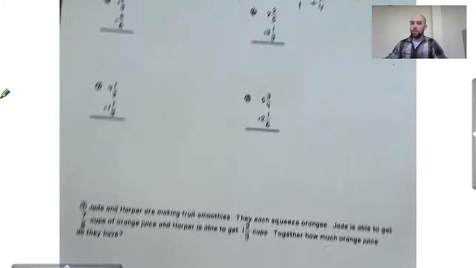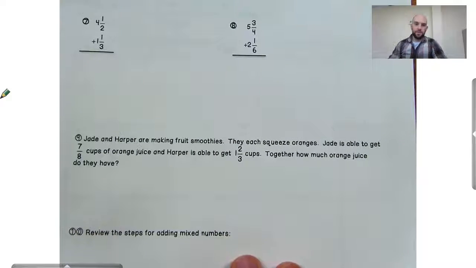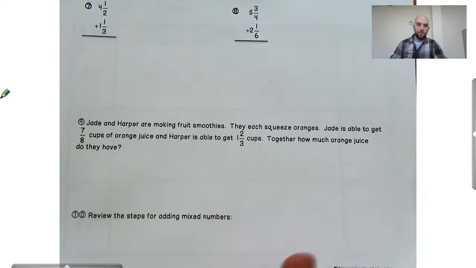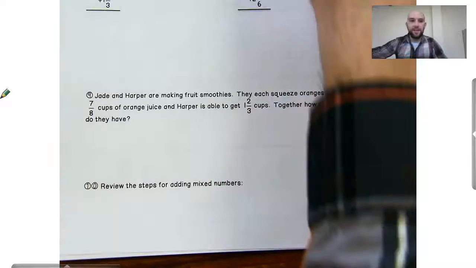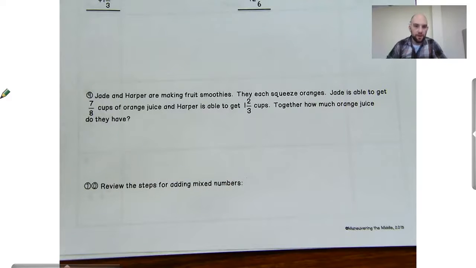Let's move on and try a word problem here. So we have Jade and Harper are making smoothies. They each squeeze oranges. Jade is able to get 7/8 cups of orange juice, and Harper is able to get 1 2/3 cups. Together, how much orange juice do they have?